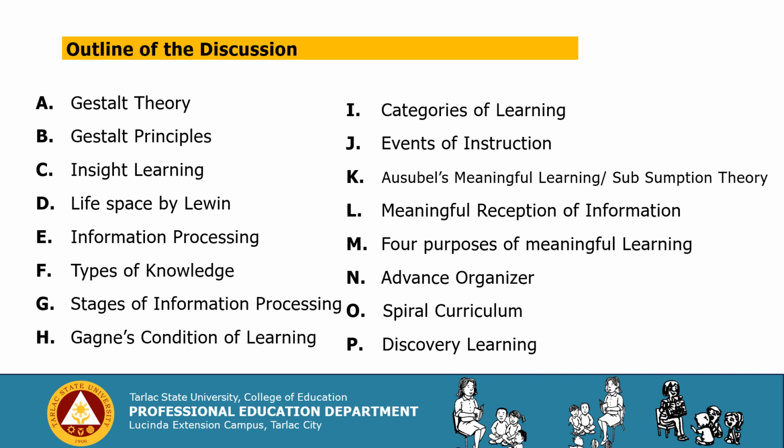We'll also discuss different types of knowledge, the stages of information processing, Gagne's conditions of learning, Ausubel's meaningful learning, the spiral curriculum, and discovery learning. Each theory offers a unique perspective on how students can learn, process information, and retain knowledge. Understanding these theories can help us as educators develop strategies that truly support the learning process.